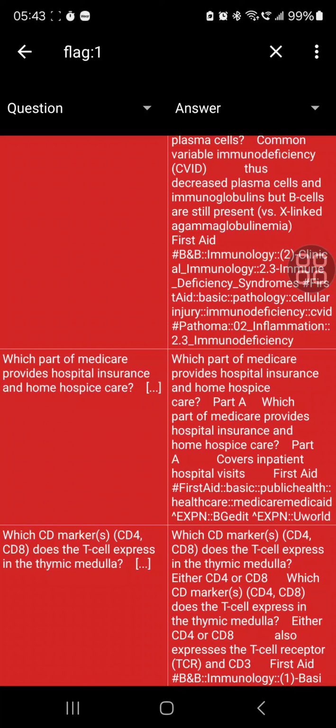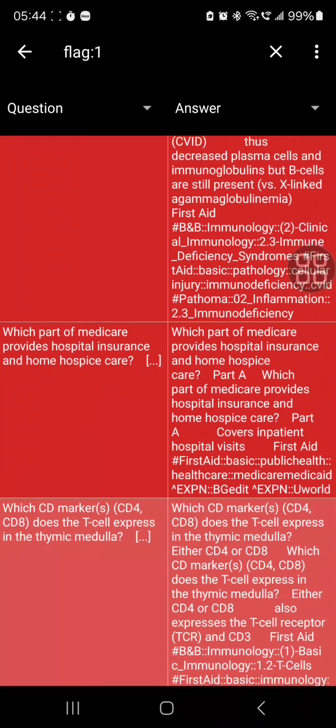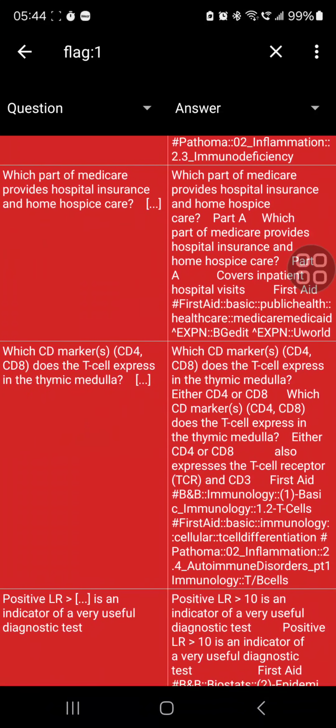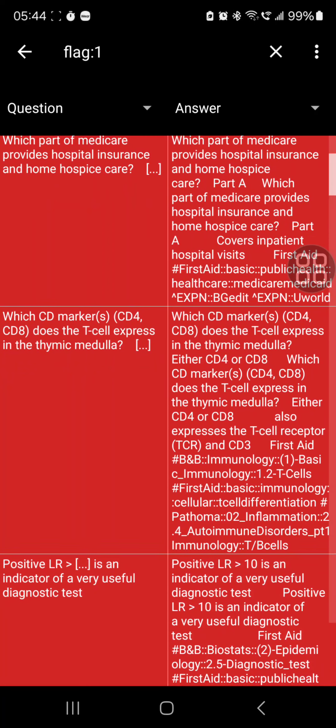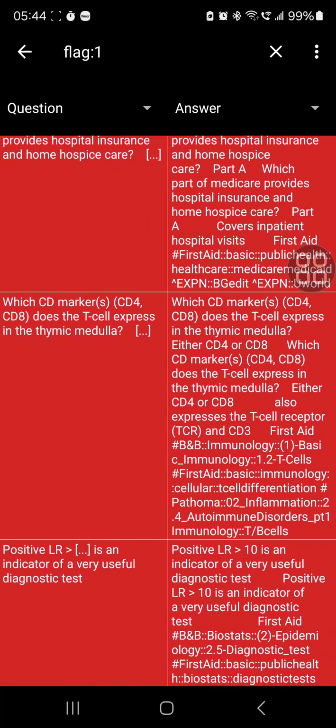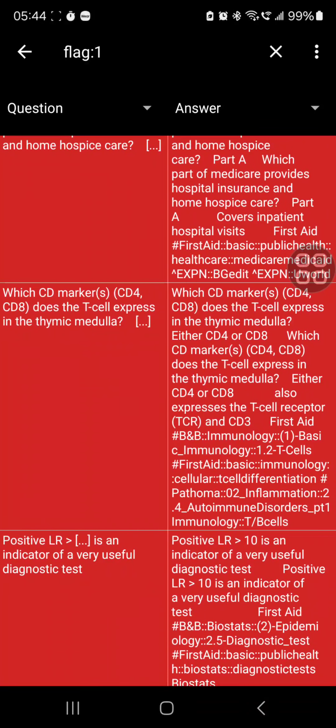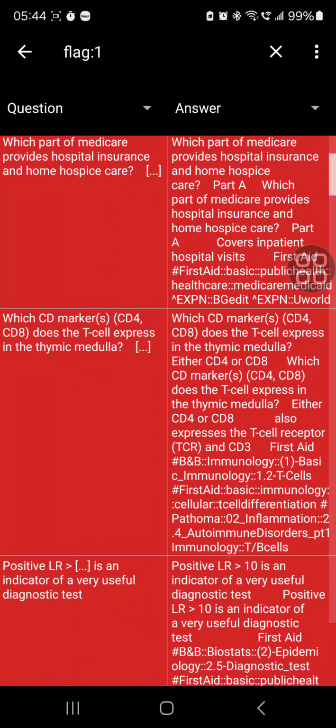Which part of Medicare provides hospital insurance and home hospice care? That is Part A. Part A covers inpatient hospital visits.